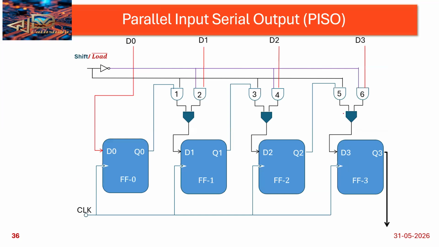So this is parallel in, serial out. The data will be loaded parallelly; data D3 is loaded here, D2 is loaded here, and then again the data shifts to the right. It is taking 4 clock cycles. Yes, sir. Got it.